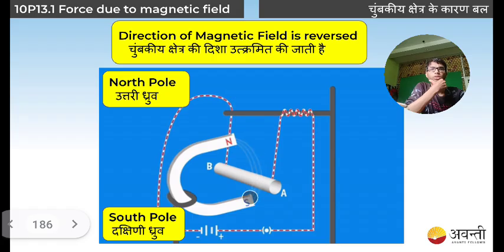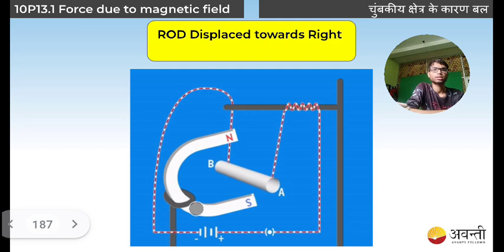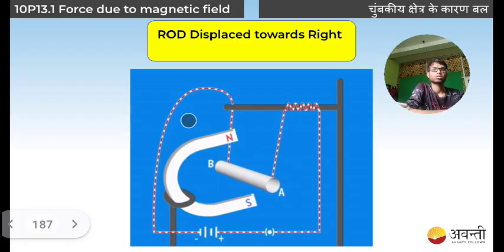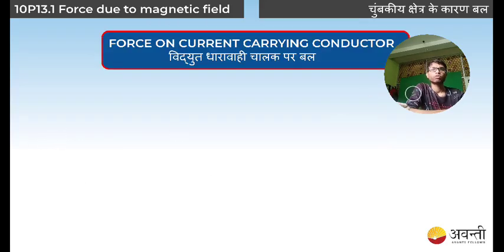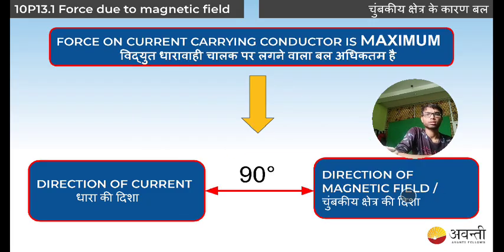Here what is happening? North to south, that is the nature. Wow, here you can see it is displaced towards the right. Why? Because this is the opposite. We have converted this into like that. Force on a current carrying conductor: the direction of current and the direction of magnetic field will both be at 90 degrees.